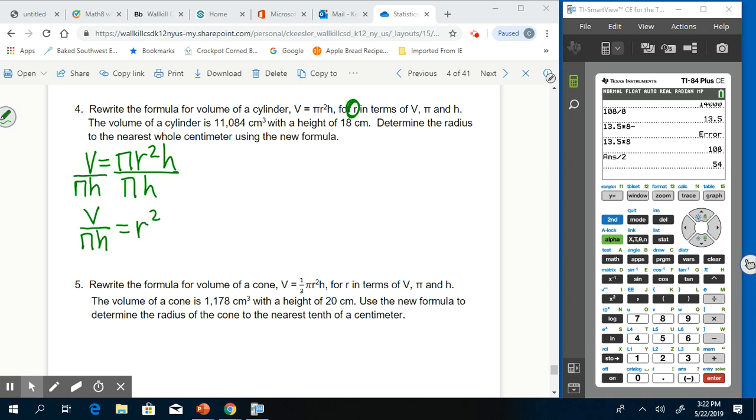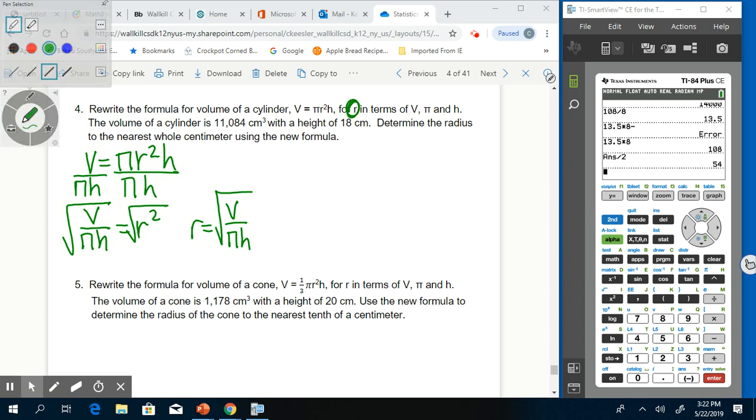Now, the opposite of squaring is taking the square root, so we square root both sides, and our final answer is r equals the square root of V over pi h. Done. That's the only way you could rewrite that equation. So now we can find the radius given what's given in the word problem here. So we have that the volume of a cylinder is 1,184 centimeters cubed with a height of 18. So now we're going to plug those in.